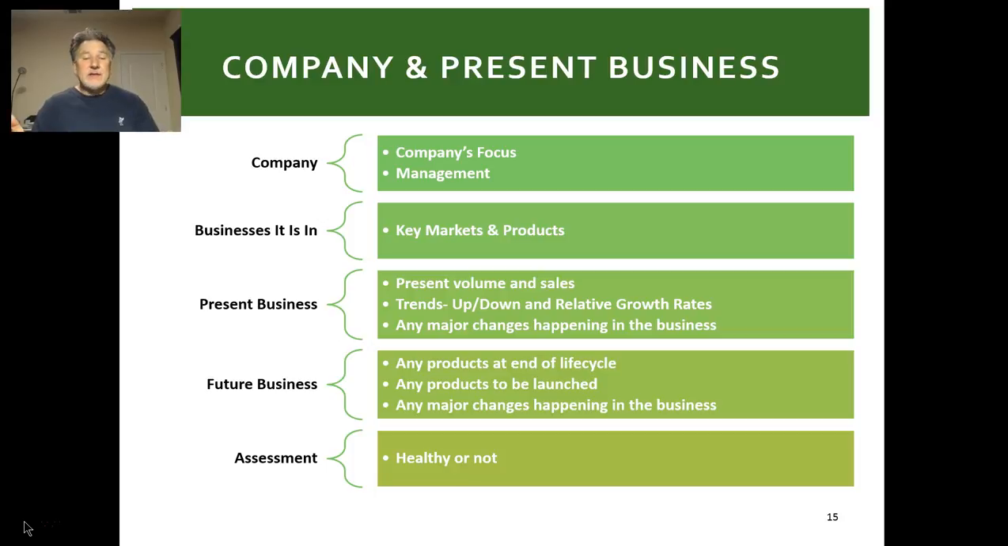And there are a variety of things that could drive this internally and externally. And then also future business. What products are at the end of the life cycle? What products are to be launched? And are there any major changes that might be happening in the business? Bottom line, as you look at company and business, and present business, you have to ask: is it healthy or not?